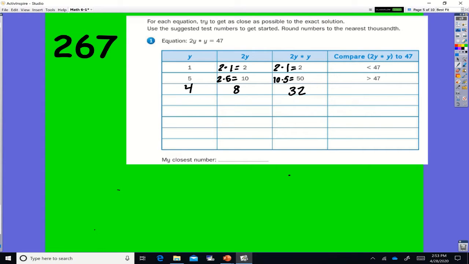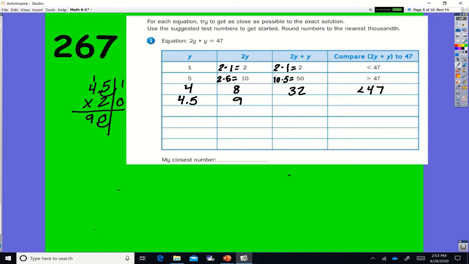Now, that is still less than 47. So I'm thinking it has to be between 4 and 5, since this is too small and this is too big. So I'm going to do 4.5. Now, wherever 4.5 is, we're going to put that in for y. So we're going to do 4.5 times 2, which gives us 9. I move the decimal 1, and 1 total. That gives me 9.